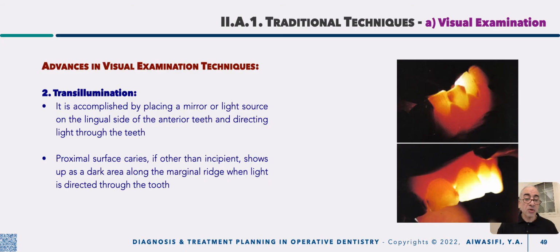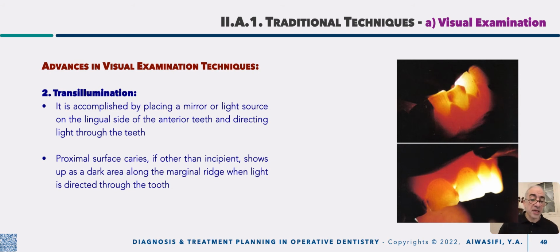Then comes what is called trans-illumination. Trans-illumination is a source of light from the buccal or lingual side of the tooth, and on the other side you will have your mirror, just passing the light through the anterior teeth or the posterior teeth from side to side.